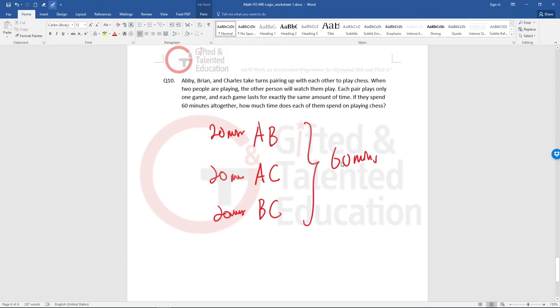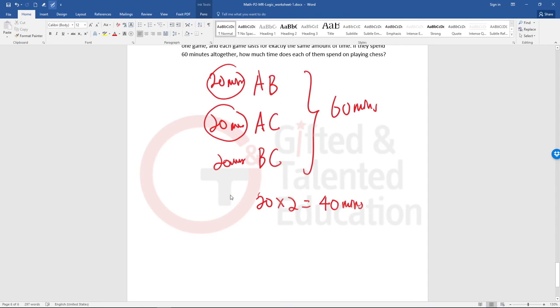So how much time does each of them spend on playing chess? For Abby, he would spend 20 minutes here and another 20 minutes here, giving us 20 times 2 equals 40 minutes. Similarly, for Brian, he would spend 20 minutes here and 20 minutes here, giving us 40 minutes as well. Therefore, the answer for question 10 is 40 minutes.